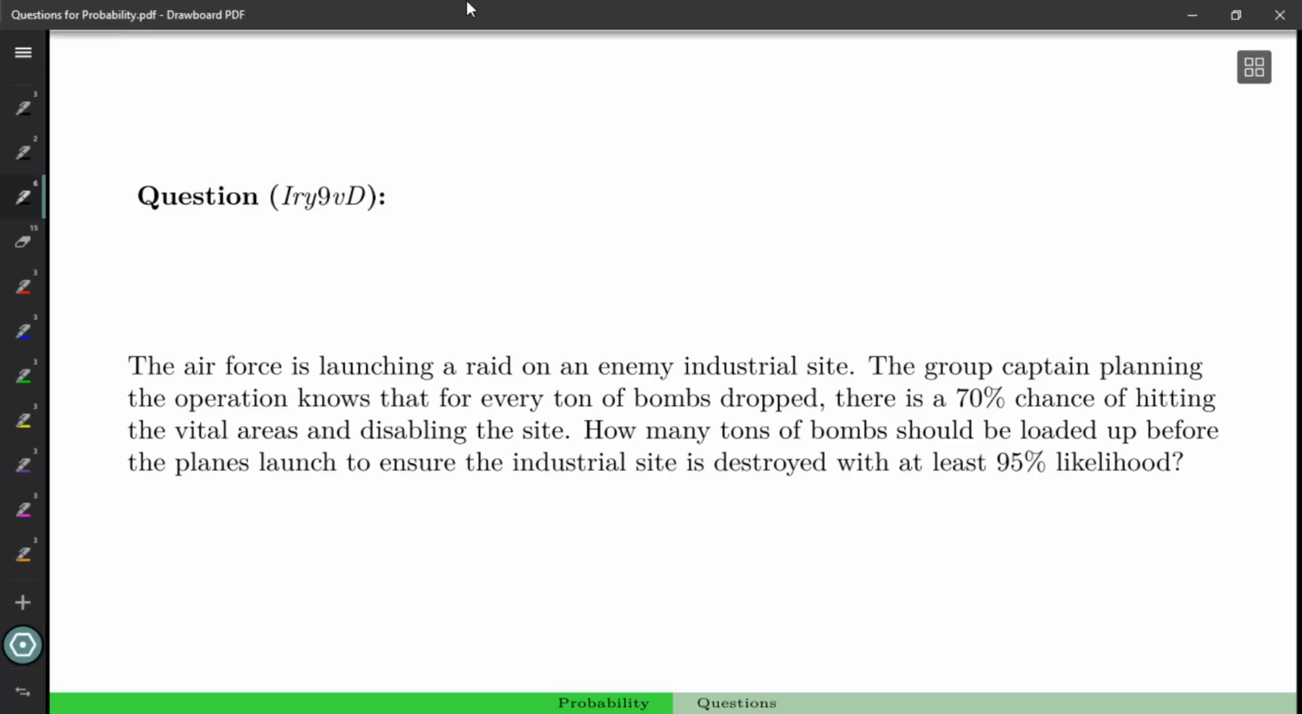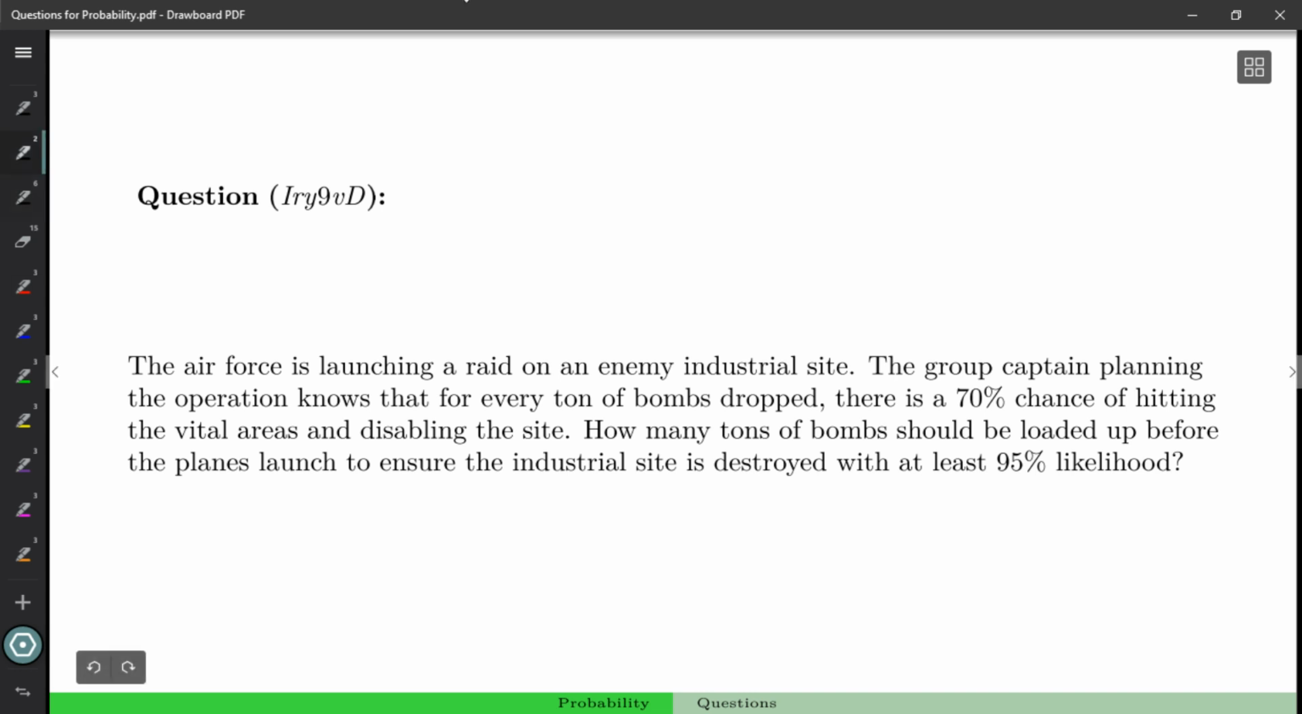The Air Force is launching a raid on an enemy industrial site. The group captain planning the operation knows that for every ton of bombs dropped, there is a 70% chance of hitting the vital areas and disabling the industrial site. How many tons of bombs should be loaded up before the planes launch to ensure the industrial site is destroyed with at least 95% likelihood?